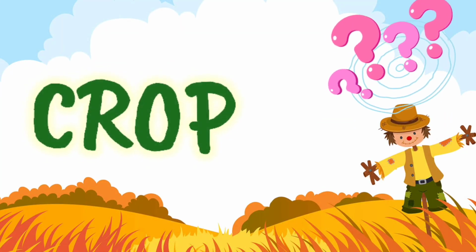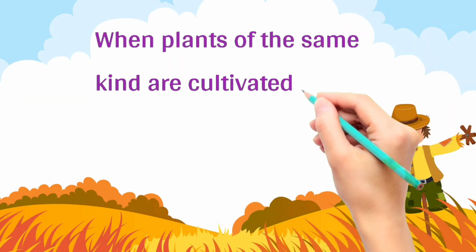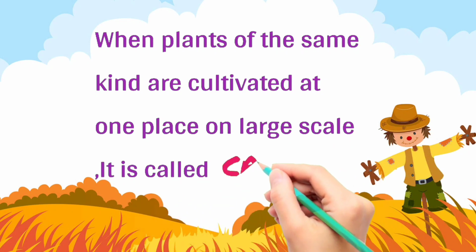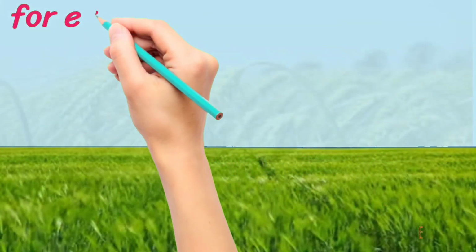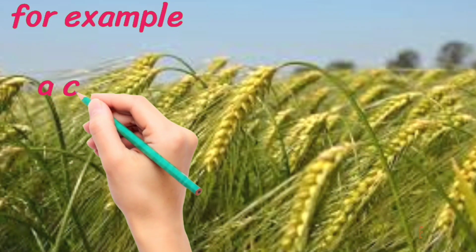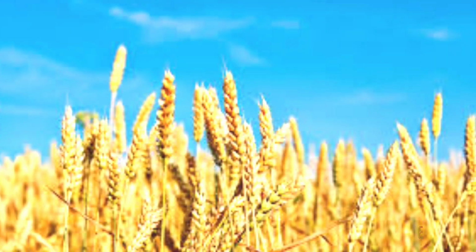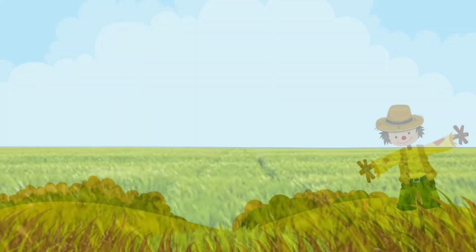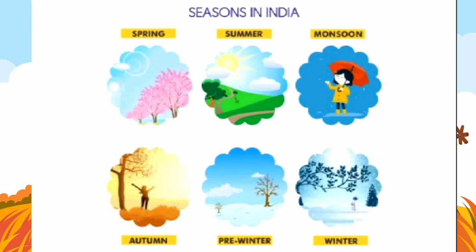What is a crop? When plants of the same kind are cultivated at one place on a large scale, it is called a crop. For example, a crop of wheat means that all the plants grown in a field are that of wheat. We already know that crops are of different types like cereals, vegetables and fruits. These can be classified on the basis of the season in which they grow.